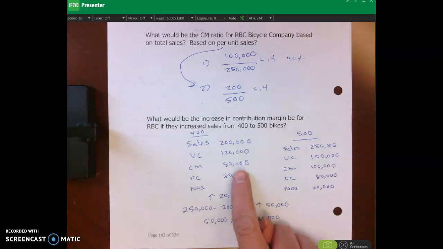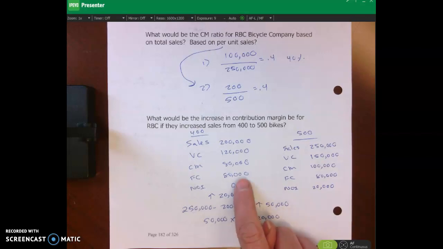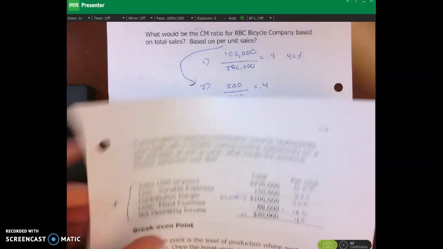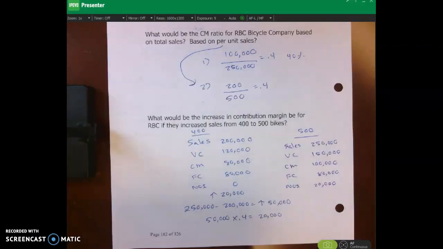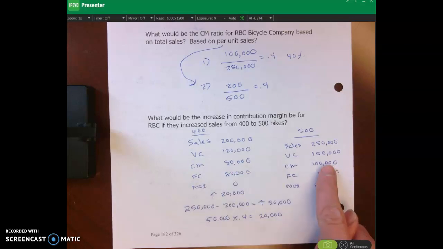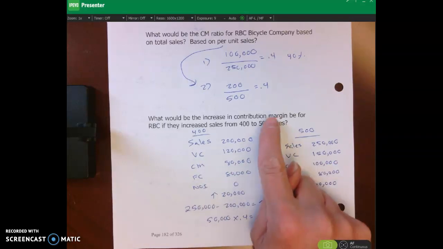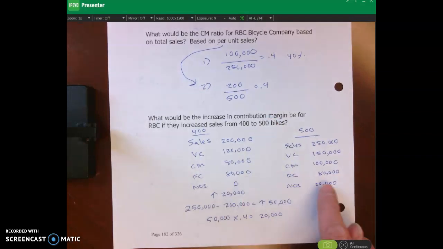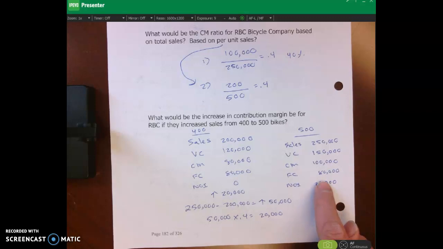That gives us a contribution margin of 80,000. Fixed costs stay the same. Net operating income is zero. Remember, 400 bikes was break even. At 500 bikes, we have that right over here. Okay, so we have that 20,000. That means our CM went from 80,000 to 100,000, which is an increase in contribution margin of 20,000. That also happens to be the increase in net operating income, 20,000.